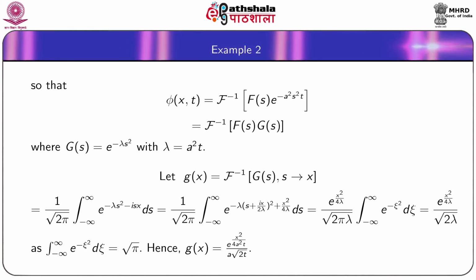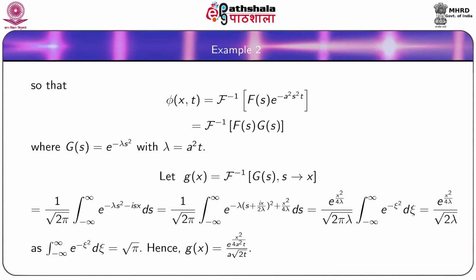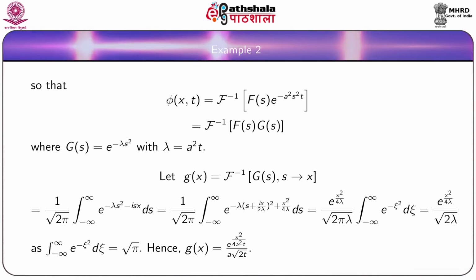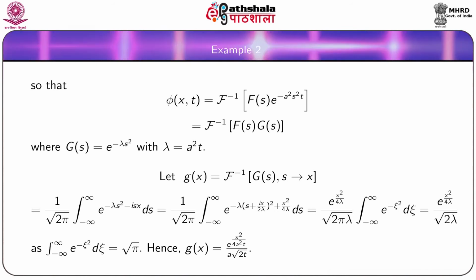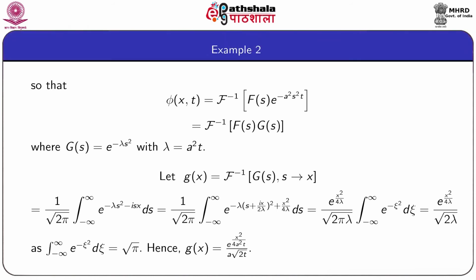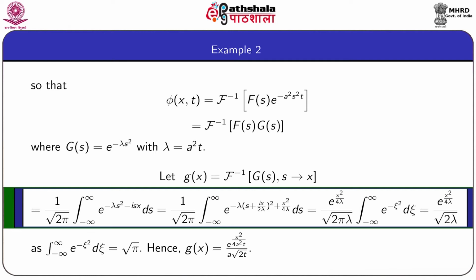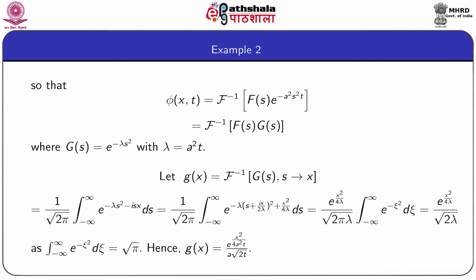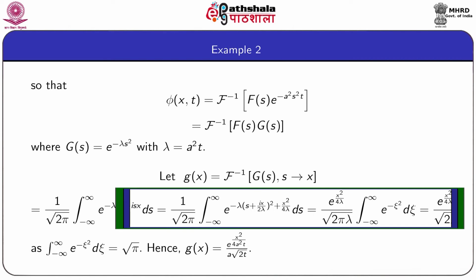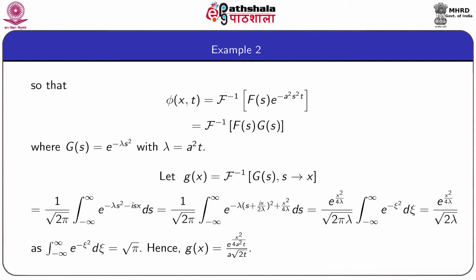Now, let this capital Gs be the Fourier transform of the function small g(x), so that small g(x) we can write as the Fourier inversion of capital Gs, and after substituting the value of capital Gs, we get small g(x) equal to 1 by root over 2 pi integral minus infinity to plus infinity e to the power minus lambda s square minus i s x ds, which is equal to 1 by root over 2 pi integral minus infinity to plus infinity e to the power minus lambda (s plus ix by 2 lambda) whole square plus x square by 4 lambda ds.